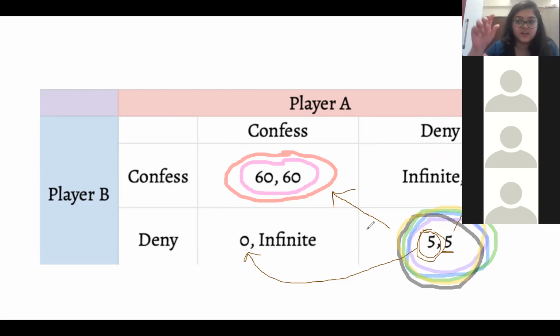So this entire conversion from 5-5 to a 0 infinite to a 60-60, this entire mechanism, this decision making process is something both of you are doing simultaneously. So you're taking the decision to maximize your utility simultaneously. And so a 60-60, which is a confess, is a decision that economically rational agents would take.